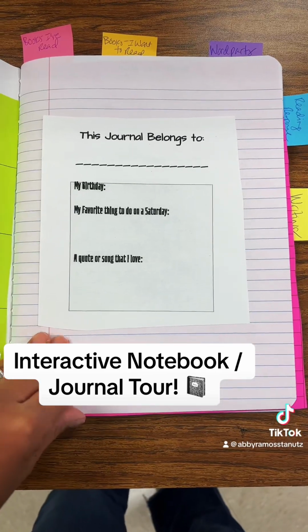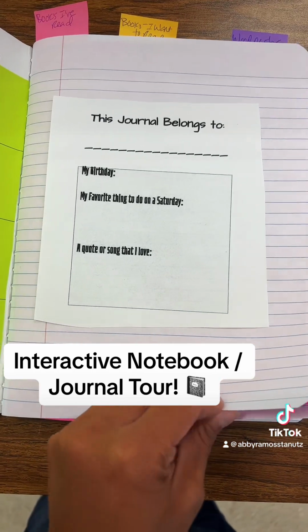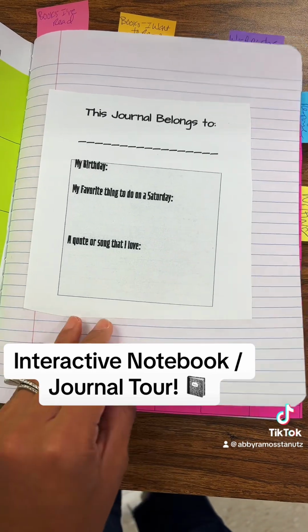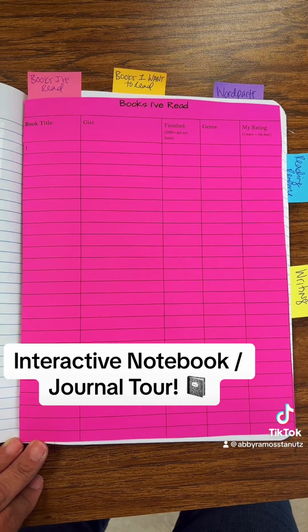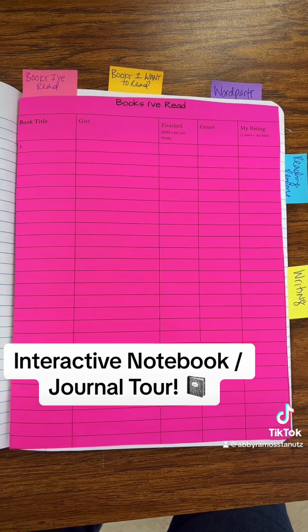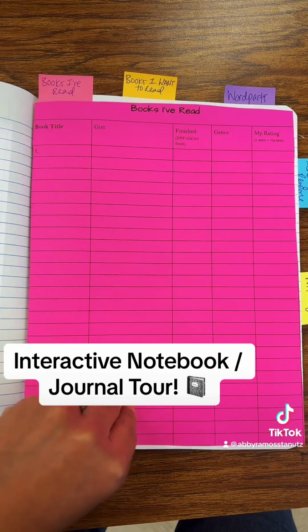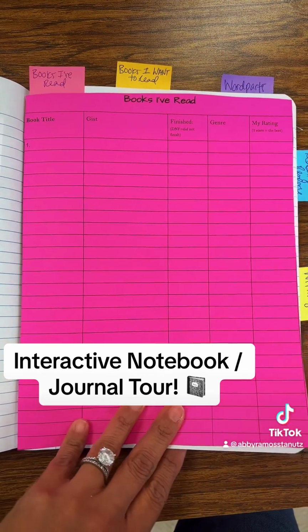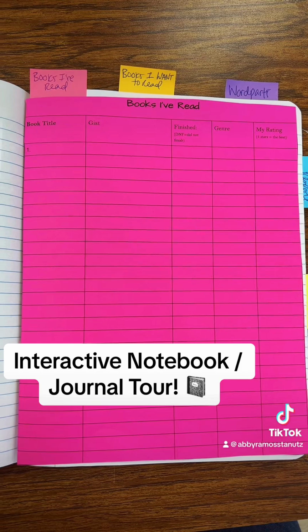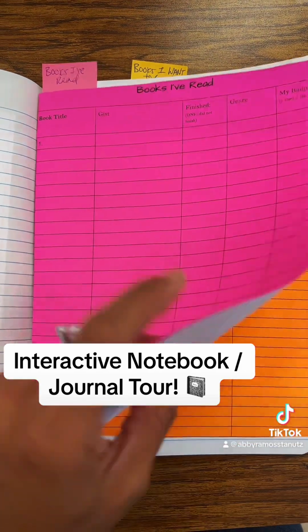I realized a long time ago it's important to have the student's name on the first page, so I just made this little square. And then our very first page is the books I've read chart. This is where students keep track of all the books that they've read, just kind of the gist, and I like for them to do a little rating. Now, they don't always fill this out super diligently, but it's all there just in case.